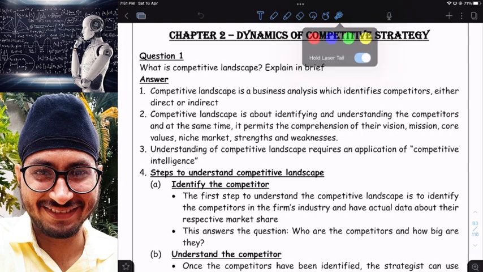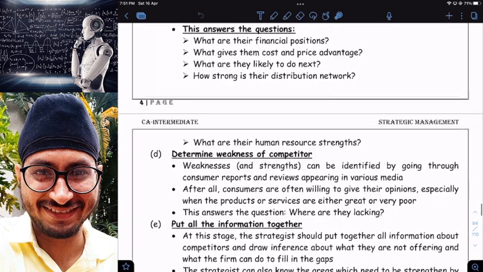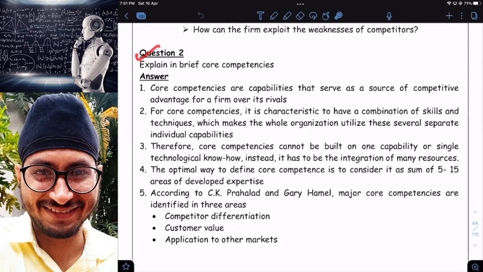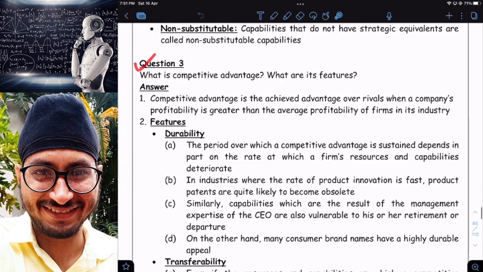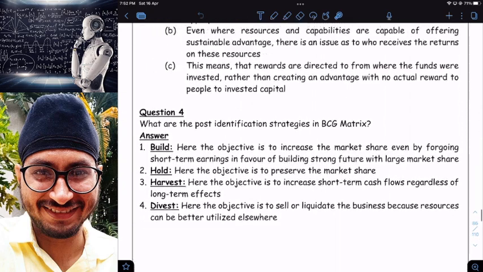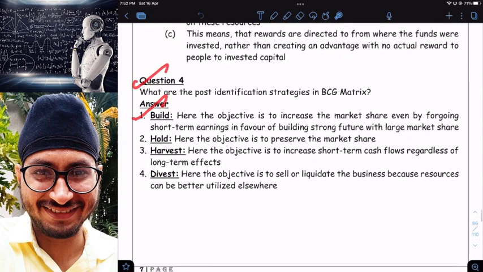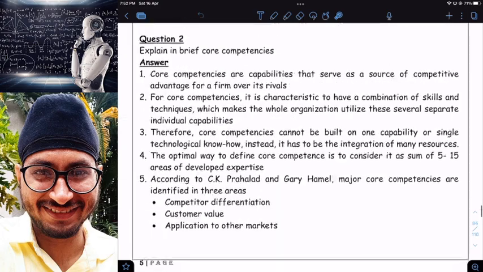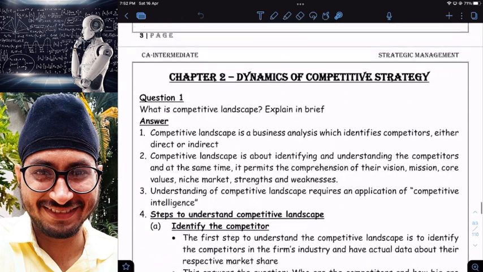We have to see competitive landscape, then core competencies, competitive advantage. These three concepts are pending. Build, hold, harvest, divest, this we have already seen in BCG. Clear? Now we will discuss competitive landscape.